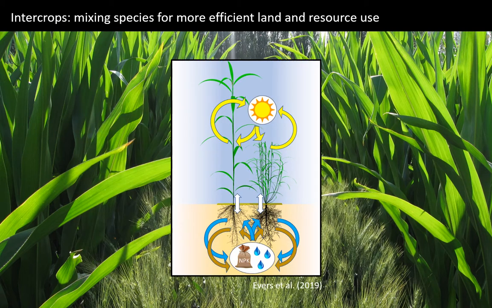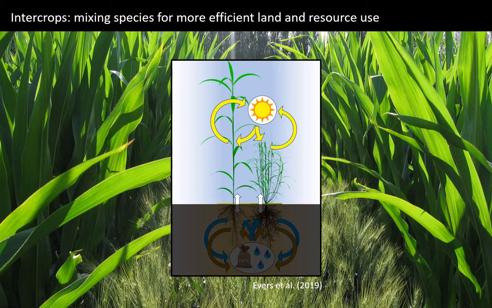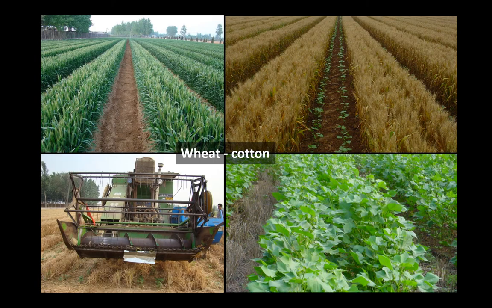In this presentation, I would like to focus on competition for the primary resources for plants, which is light, water, and nutrients. First, I will treat above ground competition for light. And to do this, I would like to present to you the example of the wheat-cotton intercropping system.